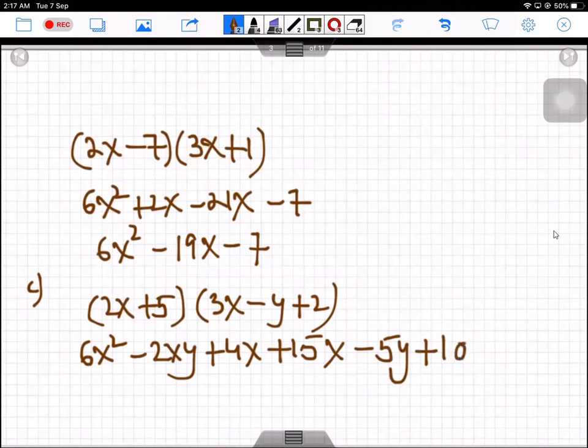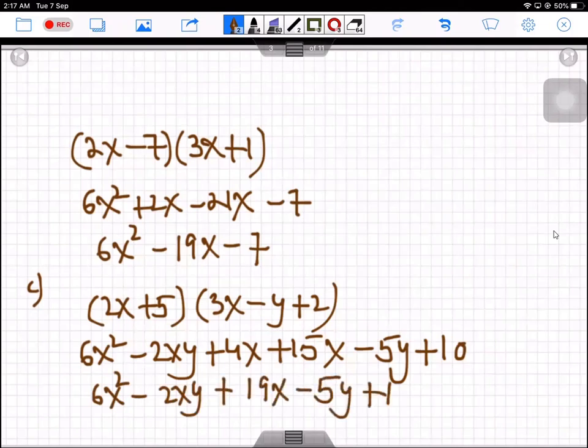Okay, so now we need to actually check if we can do further simplification or not. So the terms related to x can be simplified with each other, and we don't have any other term which is related to x square. We don't have any other term which is related to xy. We don't have any other term which is related to y, and we don't have any other constant term. We have only two terms which are related to x. So 6x square minus 2xy plus 19x minus 5y plus 10, and this is supposed to be your final answer.